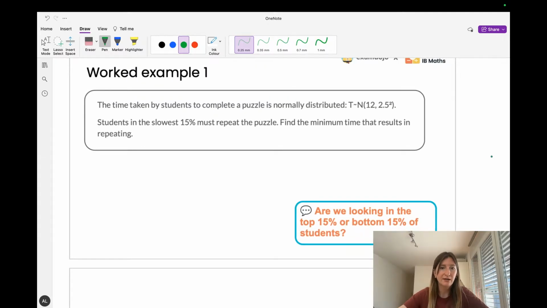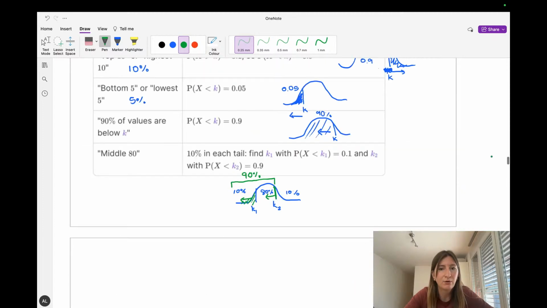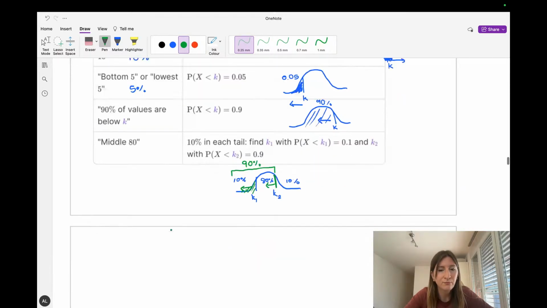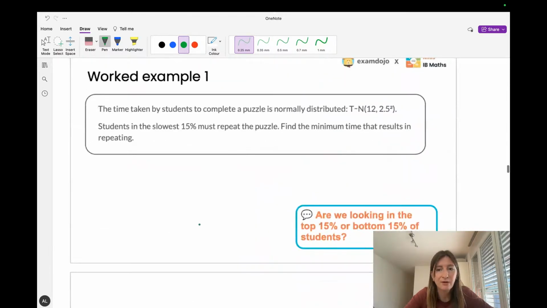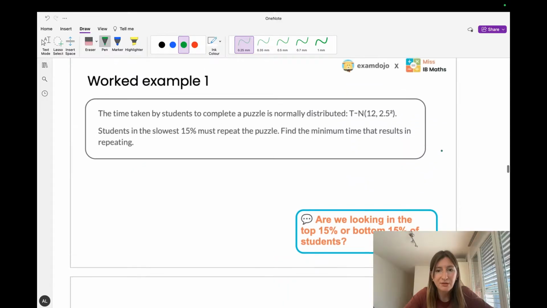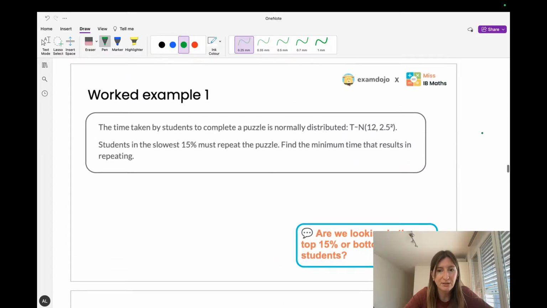The time taken by students to complete a puzzle is normally distributed. Students in the slowest 15% must repeat the puzzle. Find the minimum time that results in repeating. So slowest 15%. If we think about where we're looking, are we looking in the top 15% or the bottom 15% of students? Think carefully about this one.